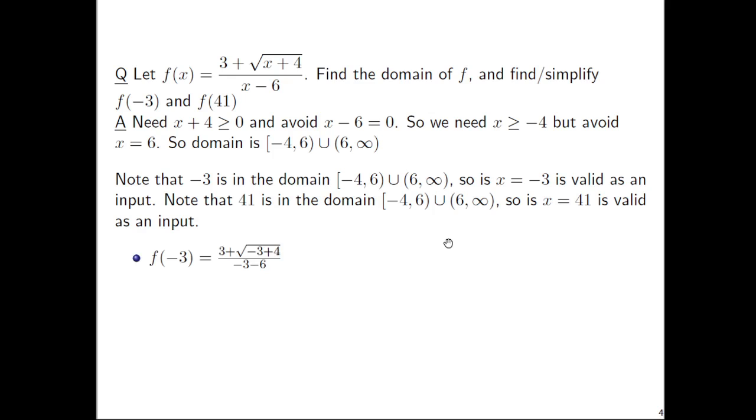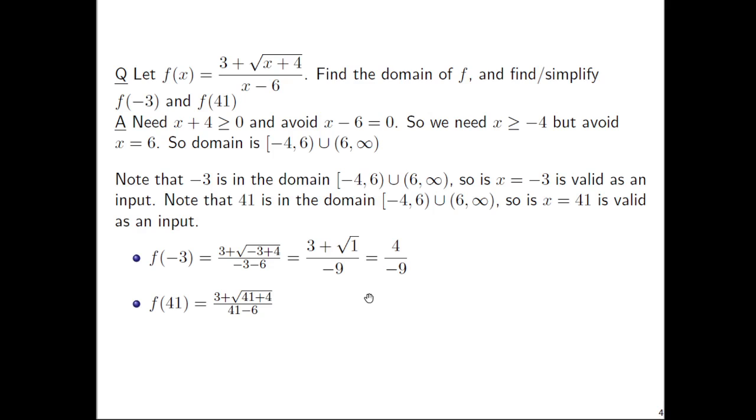So to find f of negative 3, to plug in x equals negative 3, to use the input to be negative 3, we'll have 3 plus root, there's an x that got replaced with negative 3, so negative 3 plus 4, all over negative 3 minus 6. We'll simplify this to be 3 plus root 1, all over negative 9. In other words, 3 plus 4 over negative 9. So yeah, sorry, 3 plus root 1 is 3 plus 1, which is 4. So 4 over negative 9.